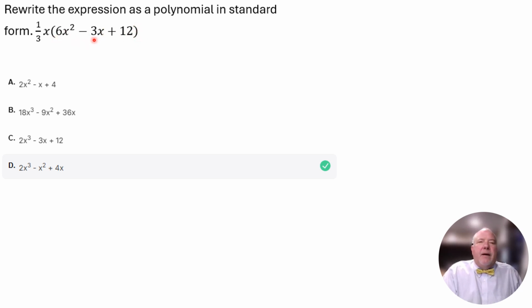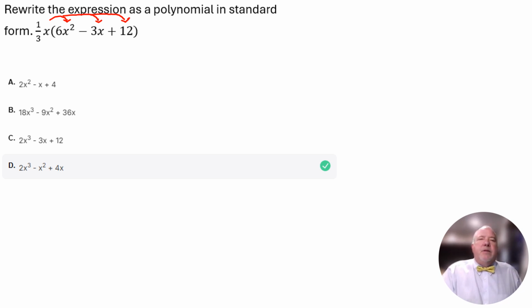So what we're going to do now is multiply the 1/3 x into the parentheses. So we're going to distribute. We're going to take this 1/3 x and multiply it times 6x squared. And I'm also going to multiply it times 3x. And I'm going to multiply it times 12.